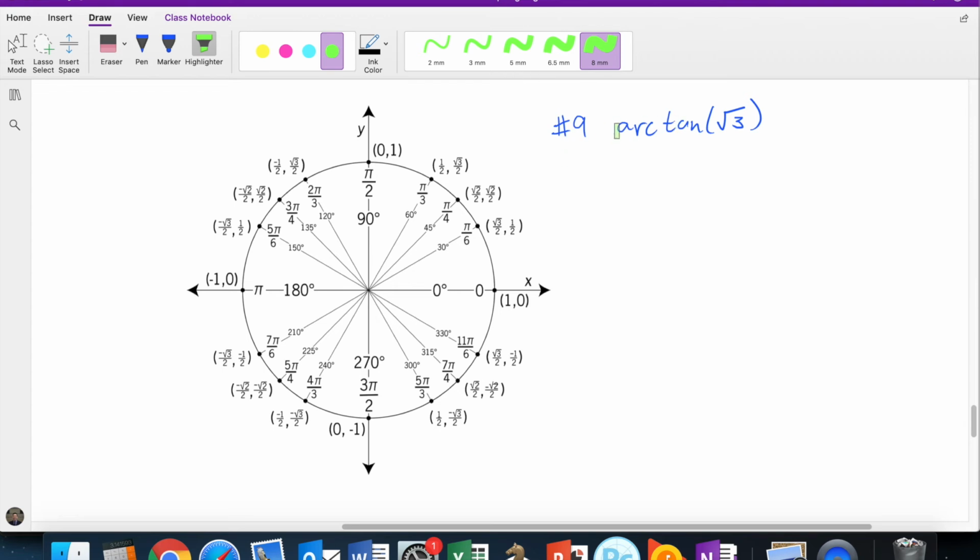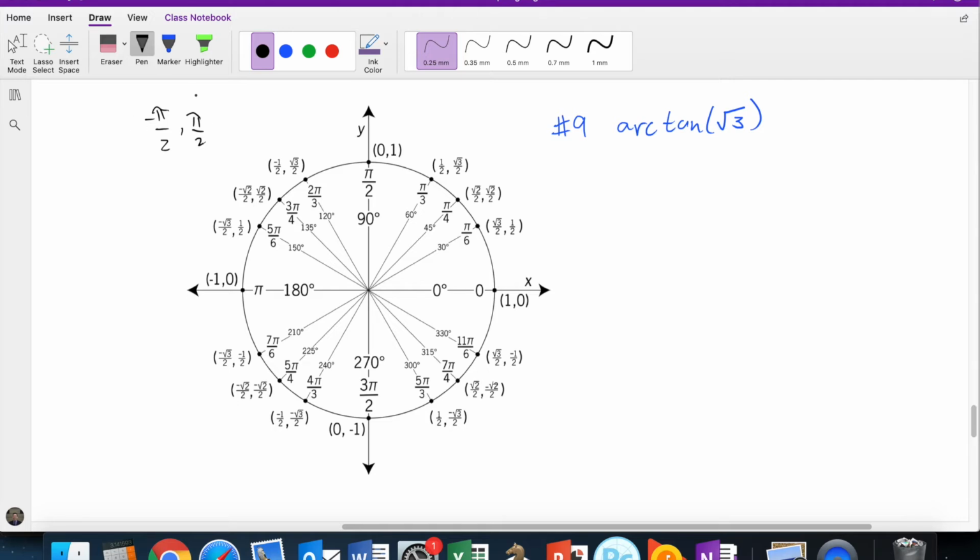All right, so we're looking at number 9, the arctangent of the square root of 3. Now, arctangent has a specific range. Does anybody remember what range we gave tangent, or arctangent? What were the values? Negative pi over 2 to pi over 2. This is actually correct.